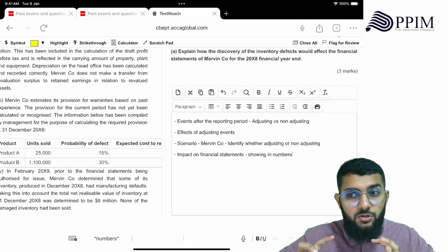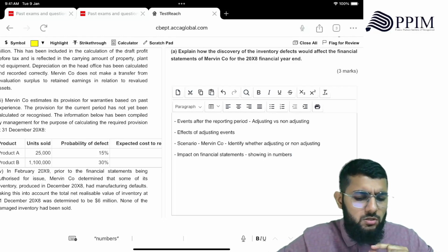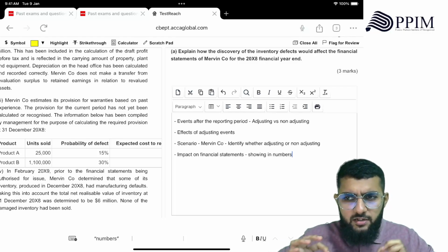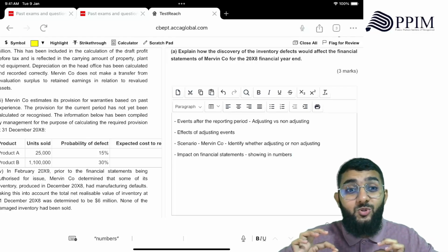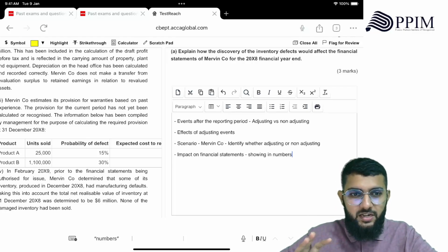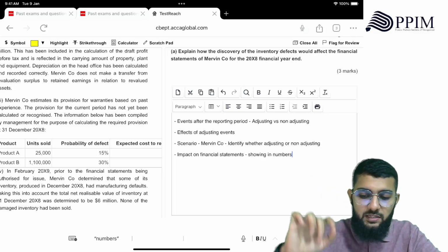When they want you to connect to a standard, always give a small definition. Then you move on to the standard nitty-gritties. Then you connect to the scenario: what the scenario says, what this means in the scenario, and whether it's relevant. Then you'll have to show the impact on the financial statements, and use numbers to explain this.